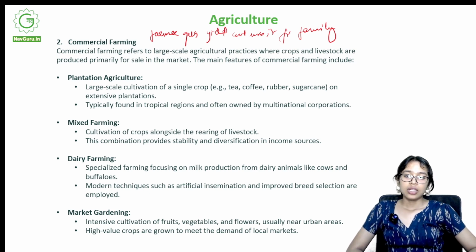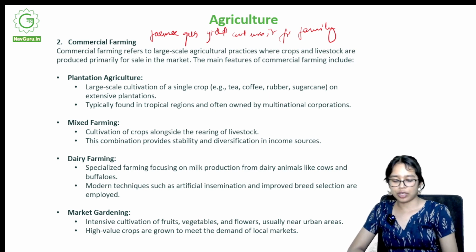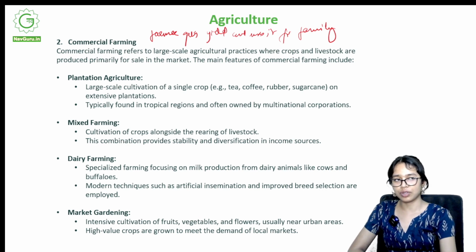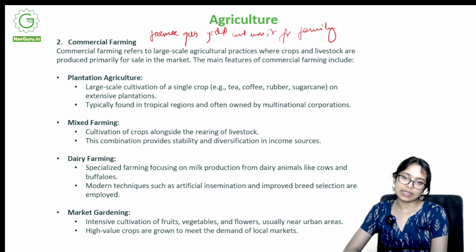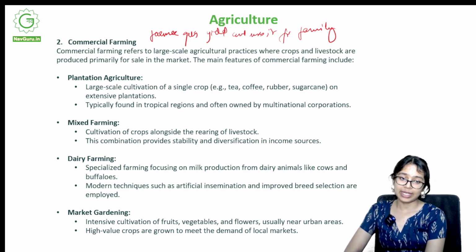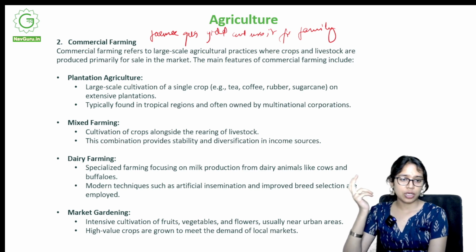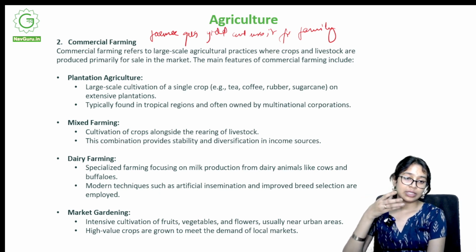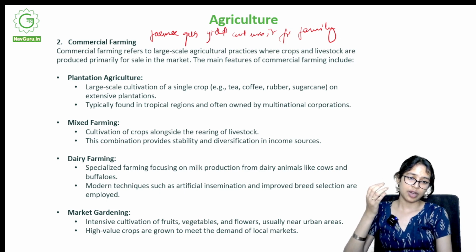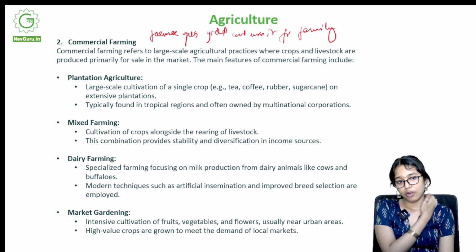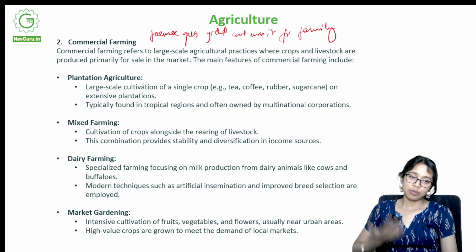Okay. So dairy farming, specialized farming focusing on milk production from dairy animals like cows and buffaloes. Modern techniques such as artificial insemination and improved breed selection are employed. Dairy is used for milk products, or products made of milk. So here it is the production of milk from dairy animals like cows and buffaloes, and for the purpose of actually getting a better output, they prefer artificial insemination, and they improve the breed selection. They'll use various methods to make dairy farming more feasible, more economical for them, in the sense that they earn more from it.